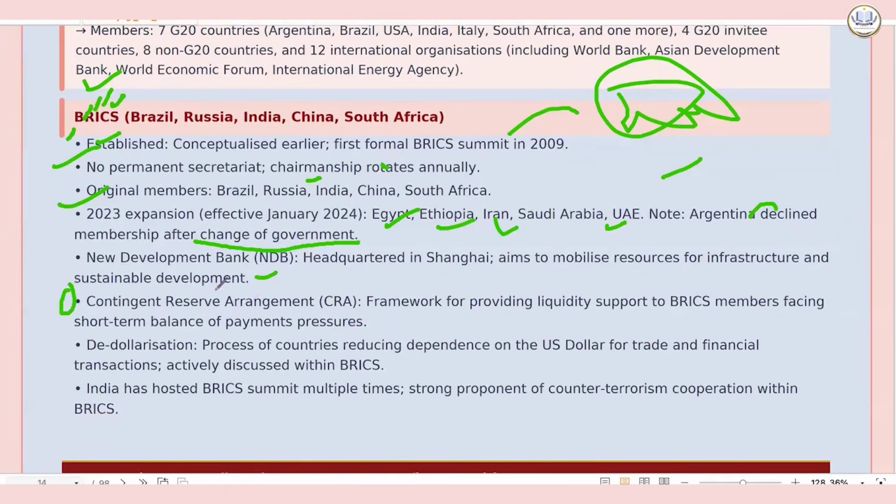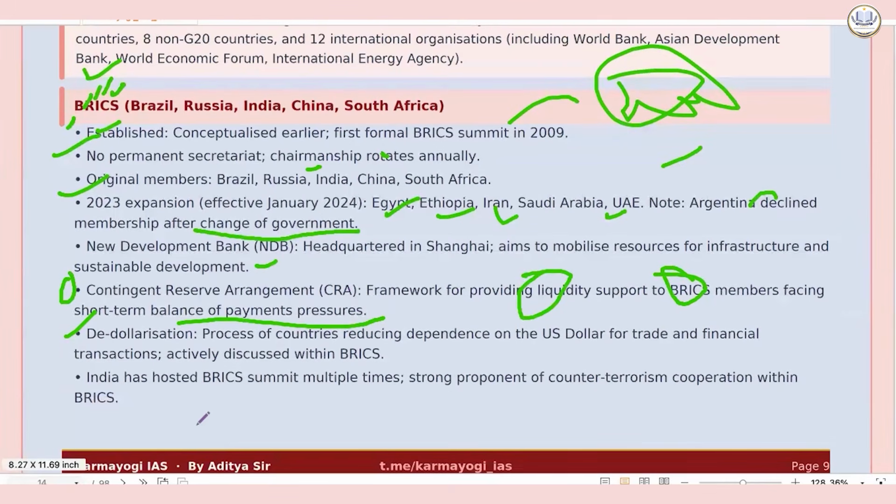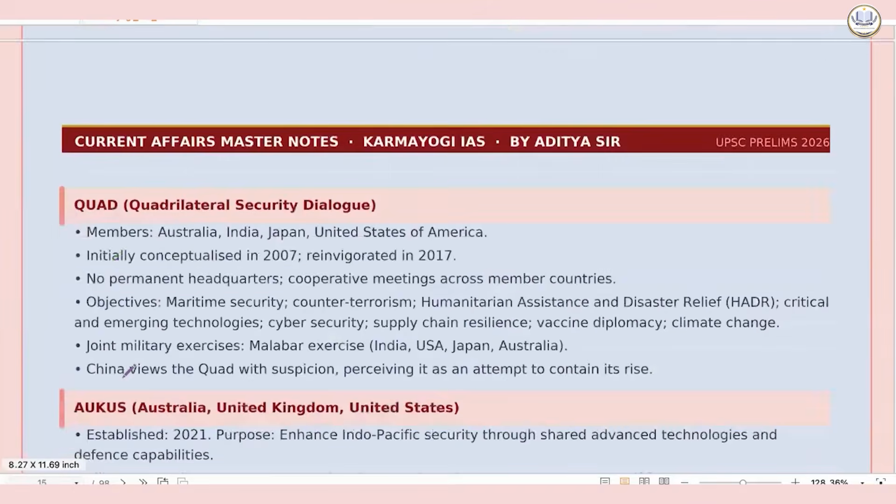So it is a framework for providing liquidity support to BRICS members facing short-term balance of payment pressures. Then it aims for de-dollarization, the process of countries reducing dependency on the US dollar for trade and financial transactions, actively discussed within BRICS. India has hosted the BRICS summit multiple times and is a strong proponent of counterterrorism cooperation within the BRICS countries.